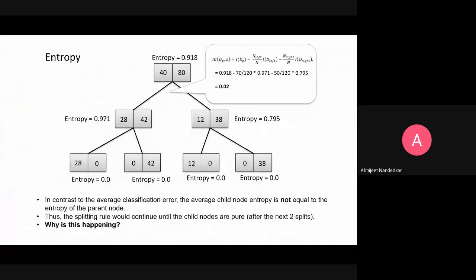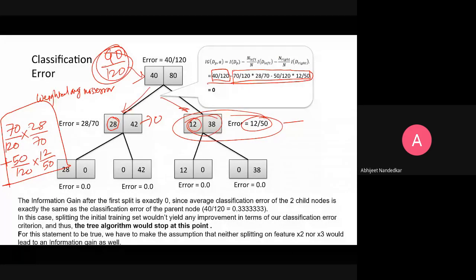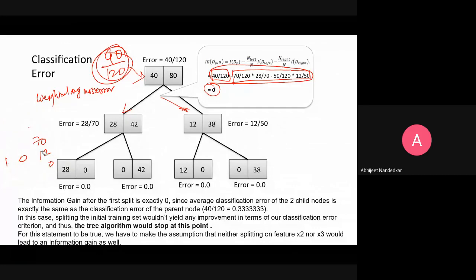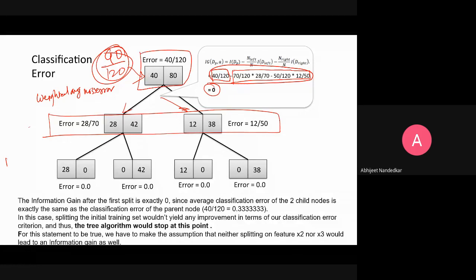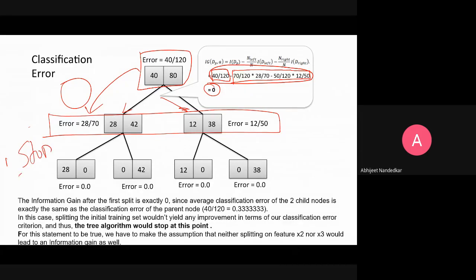Now when you do this calculation, you will see that the gain is actually 0. The weighted average error at this level is the same as the parent error. So what is the gain in doing this split? The gain is 0. That is why the algorithm will stop here. When there is no gain, it will think that it has to stop. So that's why we cannot use misclassification error.